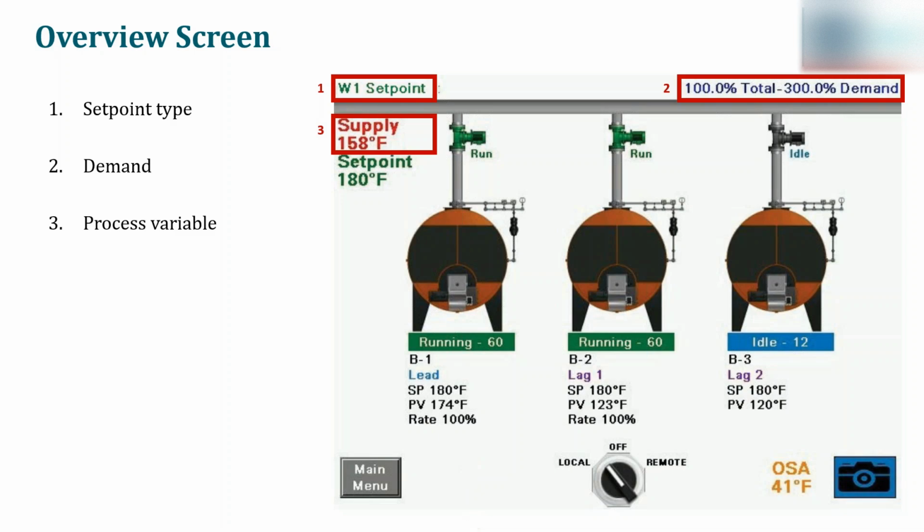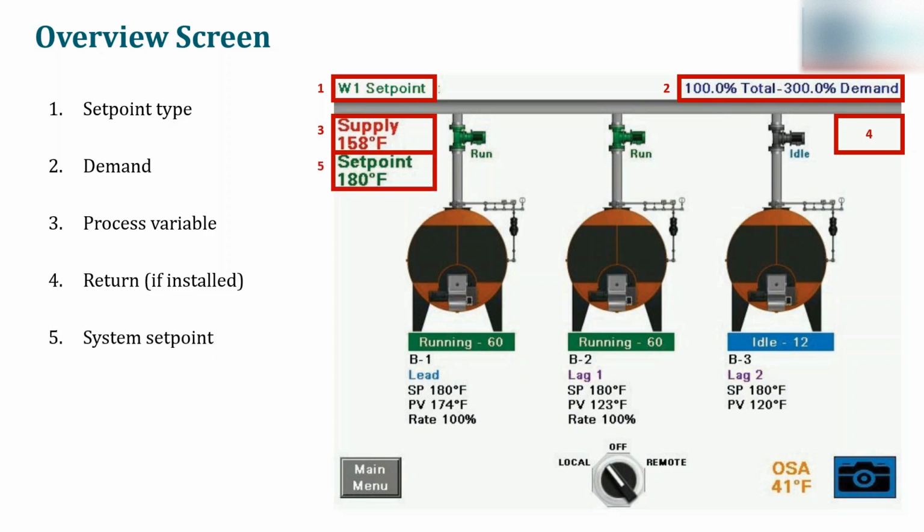The process variable is also listed here in the top left corner in red. That just means the supply temperature for the system is 158 degrees Fahrenheit. If we had a return temperature sensor installed, it would actually be shown here in this box on the right. We have our system set point shown here on the left in green. That's the temperature we want the loop supply temperature to be.